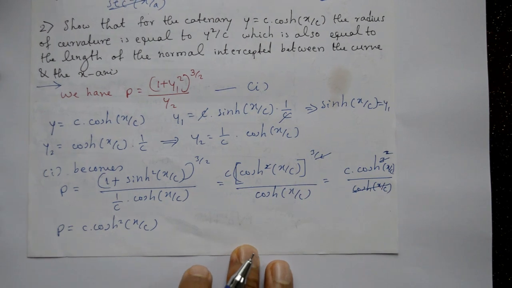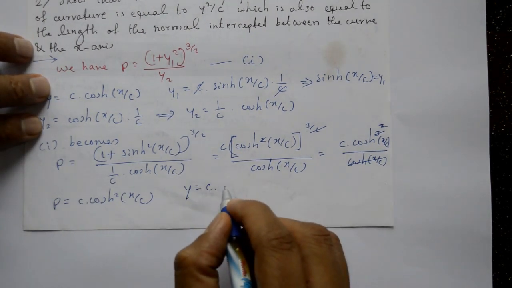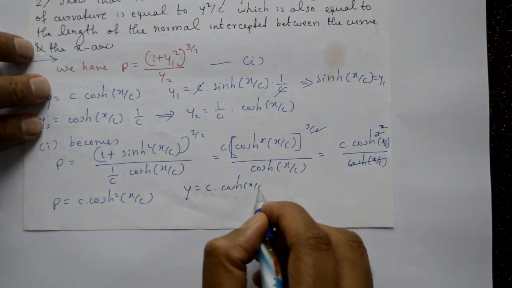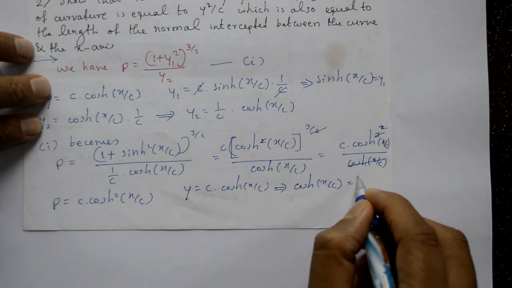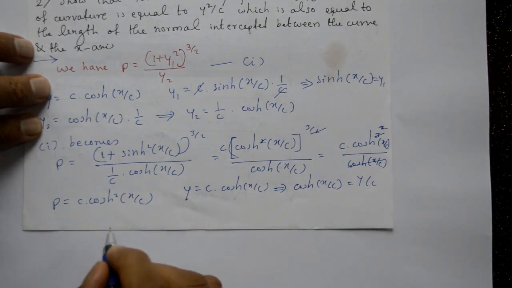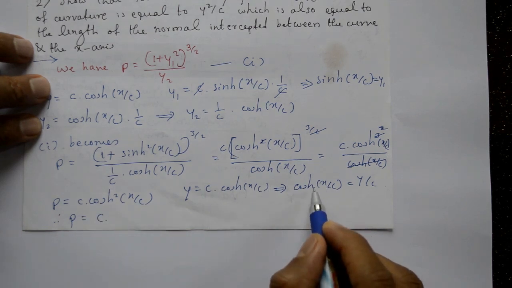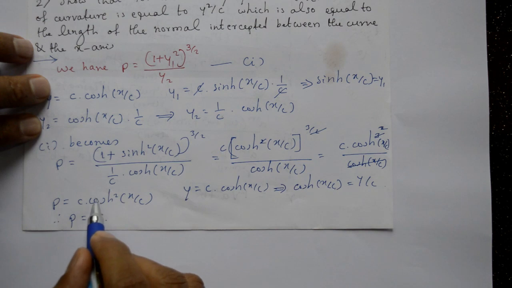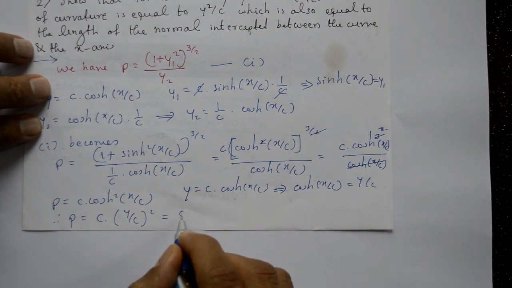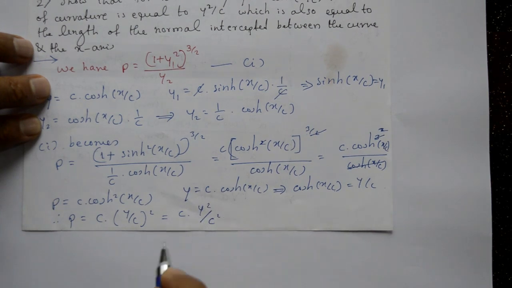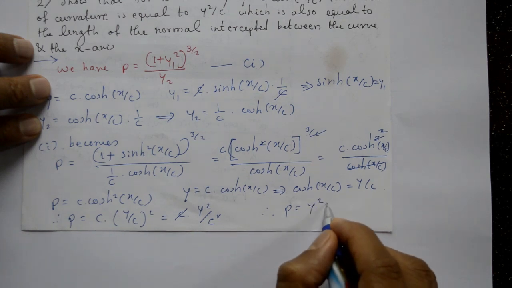Given the curve y is equal to c cosh(x/c), and this cosh(x/c) means y by c. Now therefore rho is equal to c into cosh(x/c) whole square, that is y by c whole square. That means c into y square by c square. One c cancels. Therefore rho is equal to y square by c.